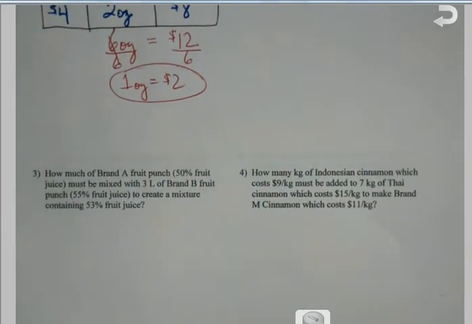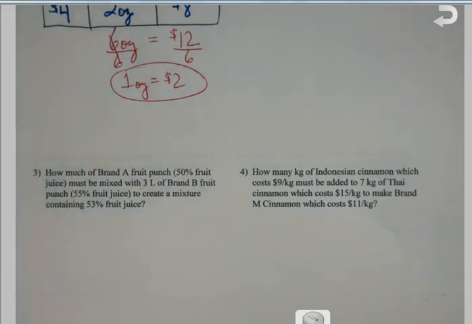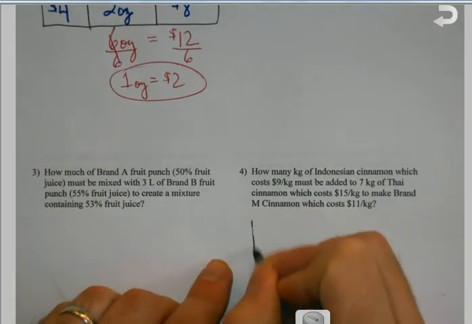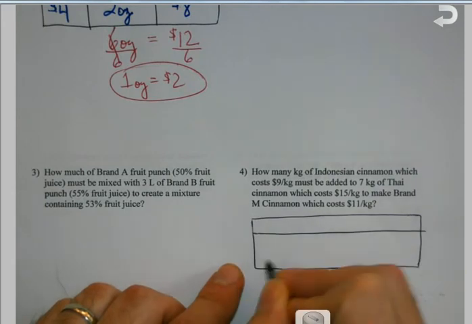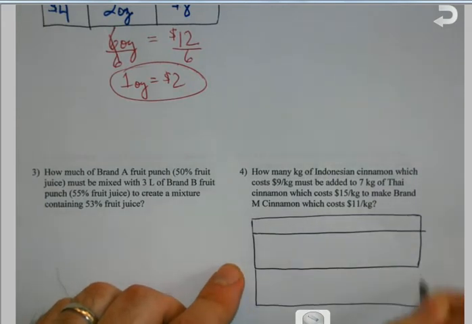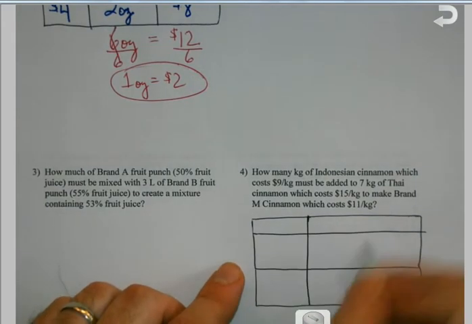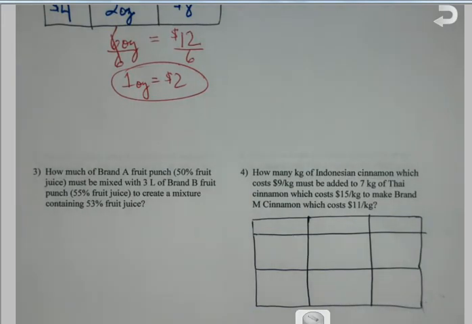Can't quite fit that in my screen to have them both there, but we'll get it. Same idea. I didn't quite make that as big as I wanted. Because again, we're talking about costs here. How many kilograms of Indonesian cinnamon, which costs $9 a kilogram, must be added to 7 kilograms of Thai cinnamon, which costs $15 a kilogram, to make brand M cinnamon, which costs $11.